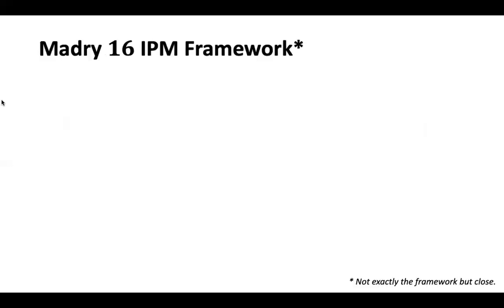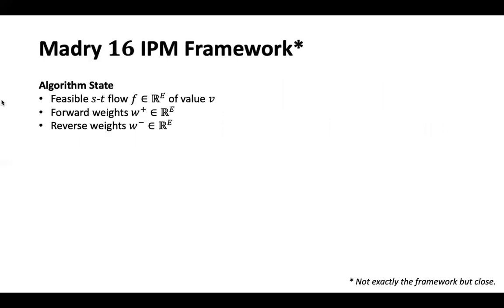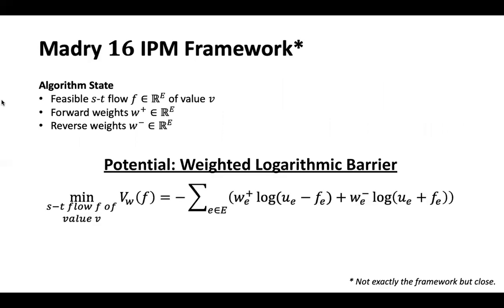So here's what Madry's framework is for interior point methods. The algorithm maintains a feasible ST flow f of value v, and we're going to increase v throughout the algorithm. Additionally, on every edge, we're going to maintain forwards and backwards weights. The potential function we're going to track is the log barrier function. This log barrier function has the following components. We have the objective on f, which is that f needs to route v units from S to t.